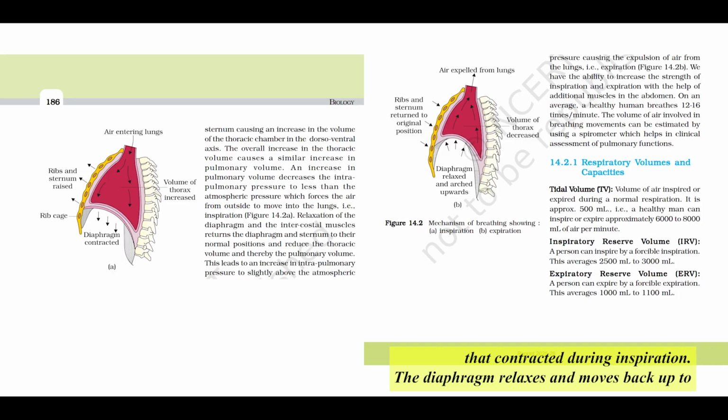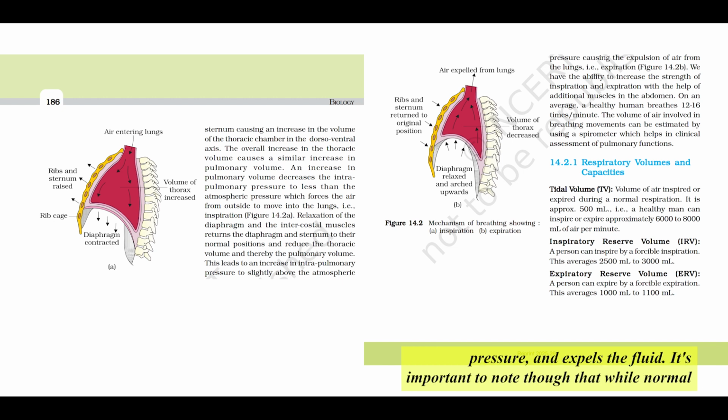The diaphragm relaxes and moves back up to its dome shape. The external intercostal muscles relax, allowing the ribs and sternum to move back down and inwards due to gravity and elastic recoil. This relaxation reduces the thoracic volume. And because the lungs are elastic, they naturally recoil inwards as well, reducing the pulmonary volume. As the volume inside the lungs decreases, the intrapulmonary pressure increases to slightly above atmospheric pressure. This positive pressure gradient now forces the air out of the lungs until the pressures equalize again. Back to the syringe analogy. Pushing the plunger in decreases the volume, increases the pressure, and expels the fluid.